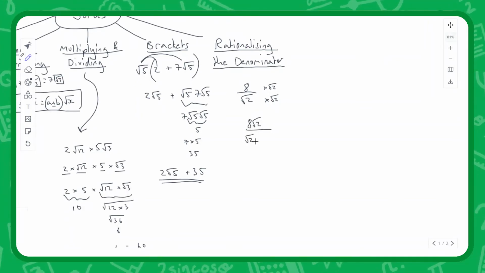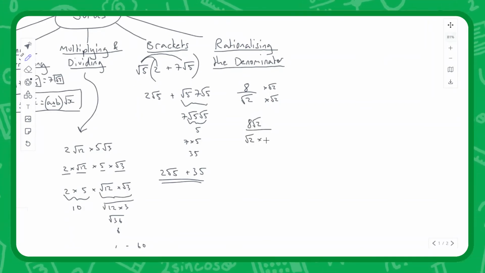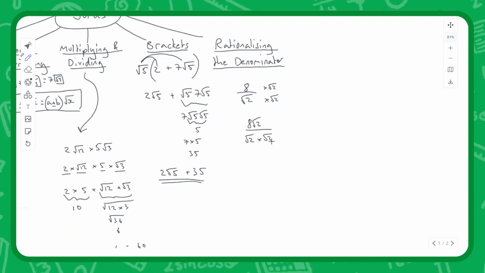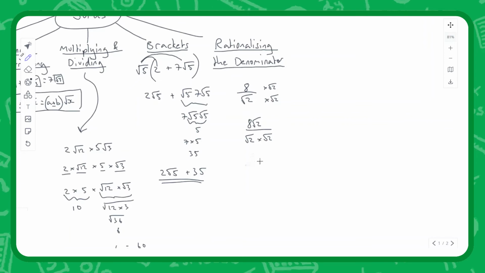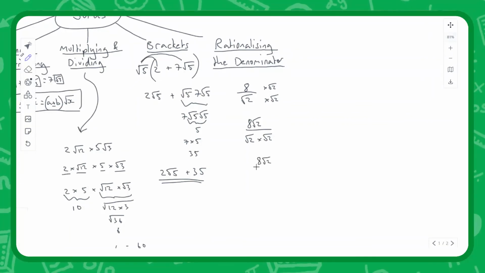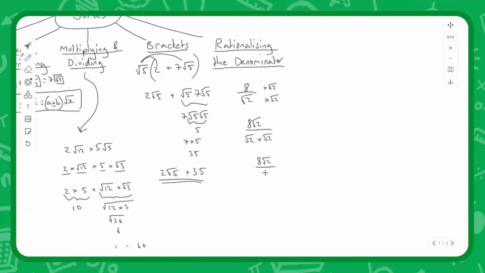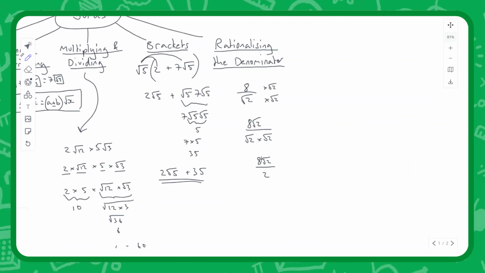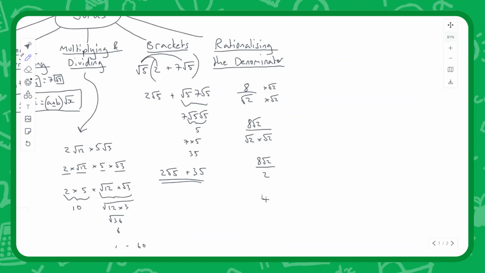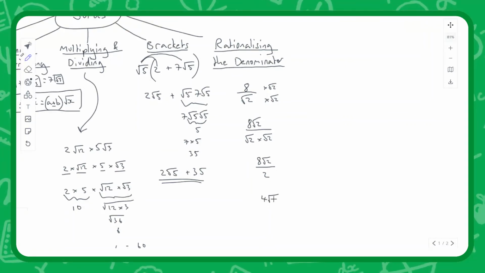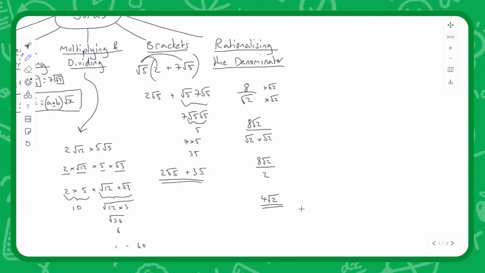over root 2 times root 2 on the bottom. And we know from our first rule and the definition of what a square root is, that this is the exact same as 8 root 2 over just 2. And we can simplify further. 8 over 2 is going to give us 4, so that's 4 root 2. And that'll be our final answer.